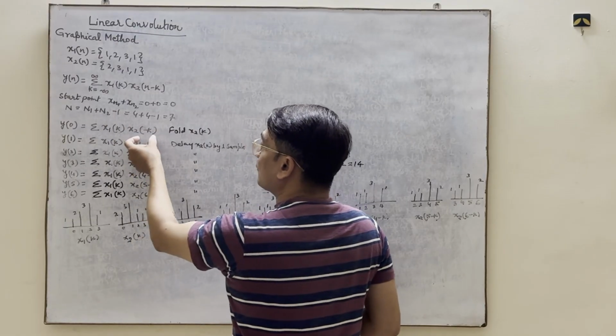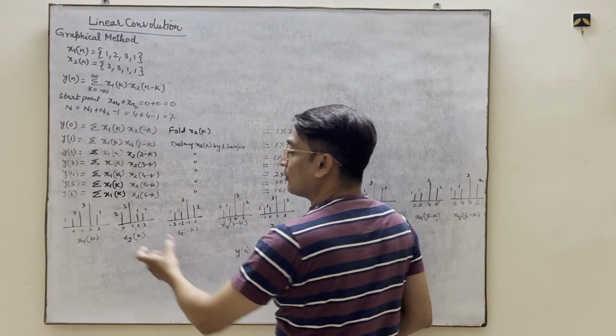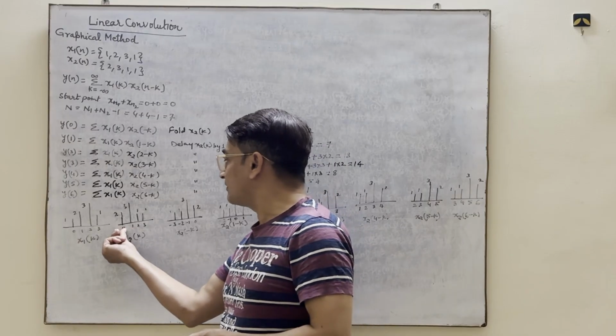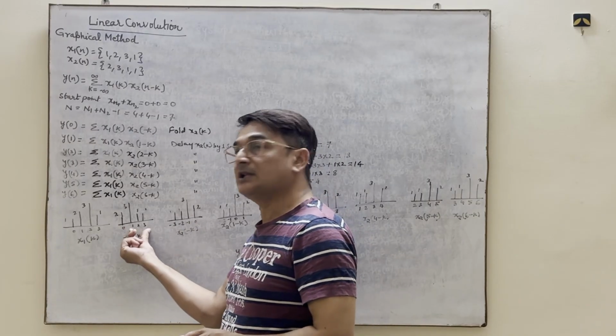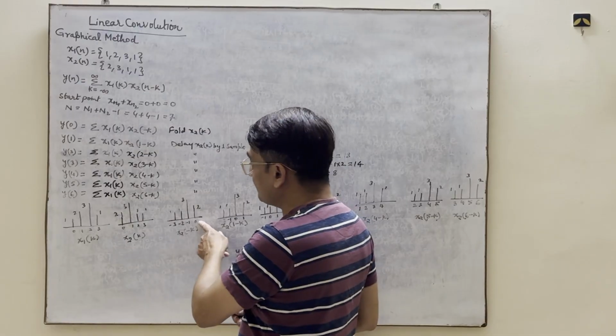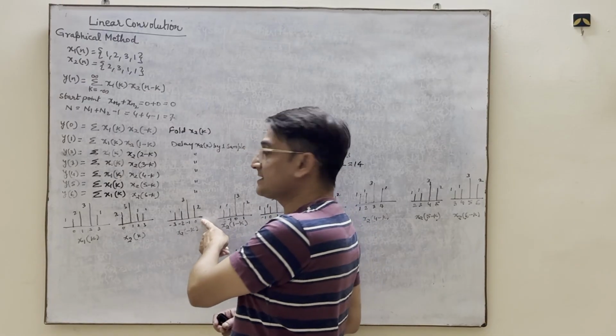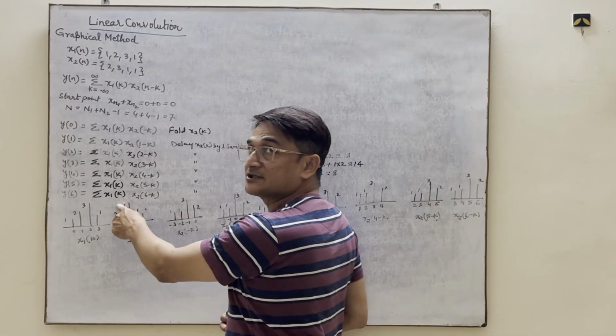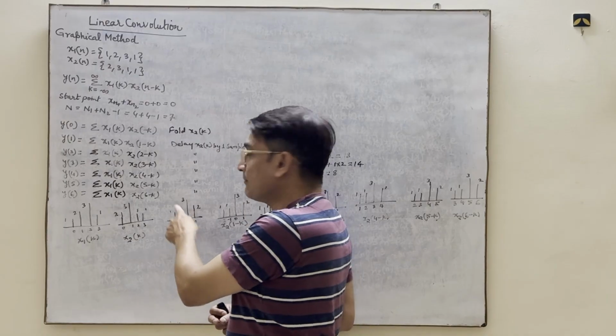Now you have to fold the sequence. So what is folding? The sample at n equal to 0 will remain the same, and all the positive samples come to the negative side. So that means at n equal to 0 it is 2, it will remain the same. At n equal to 1 it is 3, so it will be at n equal to minus 1.